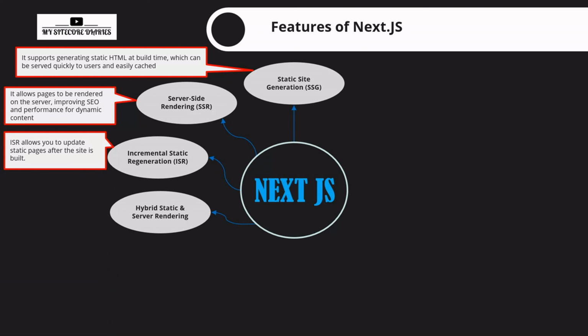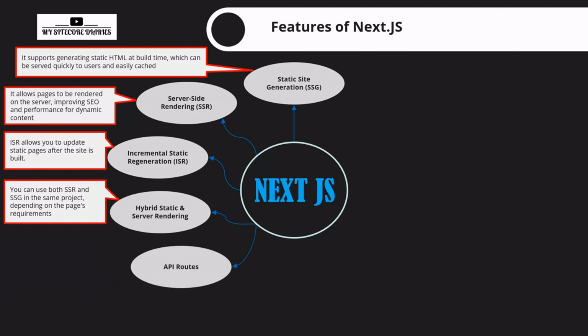Hybrid static and server rendering. So what Next.js does is you can use both SSR, that is server side rendering, and SSG in the same project. SSG is your static site generation. Both can be used in the same project depending on the page's requirement. So basically you can render your component at the server side, and also you can cache them. So that is what it is saying. You can have the hybrid static and server rendering.